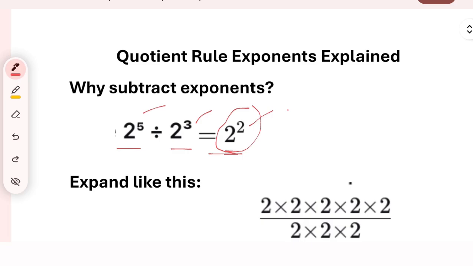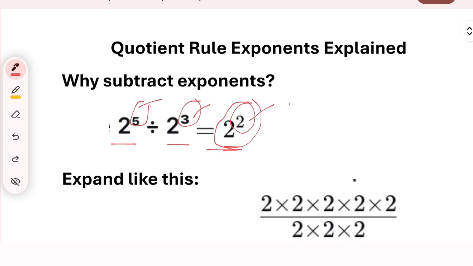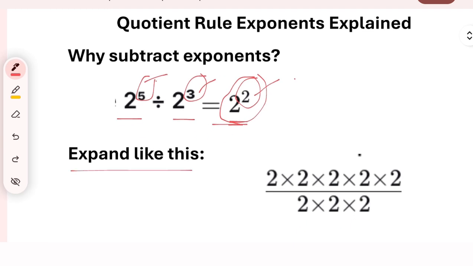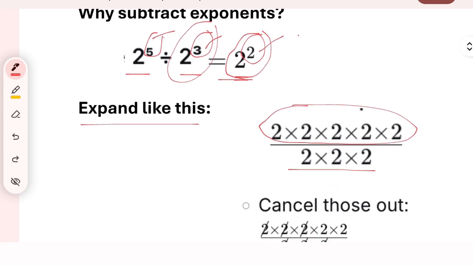And why is it like that? Why do we subtract 5 minus 3 for the final answer of 2? So it's actually something like this. We expand it like this. So this is 2 to the 5th, right? 2 to the 5th is actually 2 multiplied by itself 5 times, so we have 2 times 2 times 2 times 2 times 2. And then we divide it by 2 to the 3, or we multiply 2 by itself 3 times. So it's 2 times 2 times 2, right?